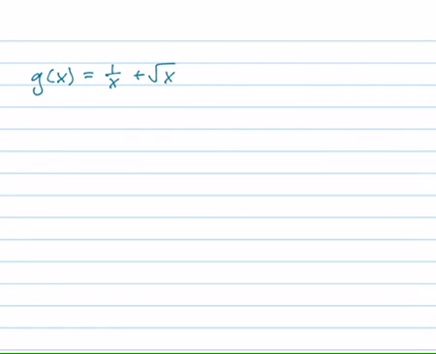So g of x equals 1 over x plus root x, and we want to find the derivative, the double derivative, and the triple derivative, all of them. So let's find the derivative first. G prime of x. Well, first of all, if I rewrite this, I would rewrite this as x to the negative 1 plus x to the 1/2, because the square root is a 1/2 power.